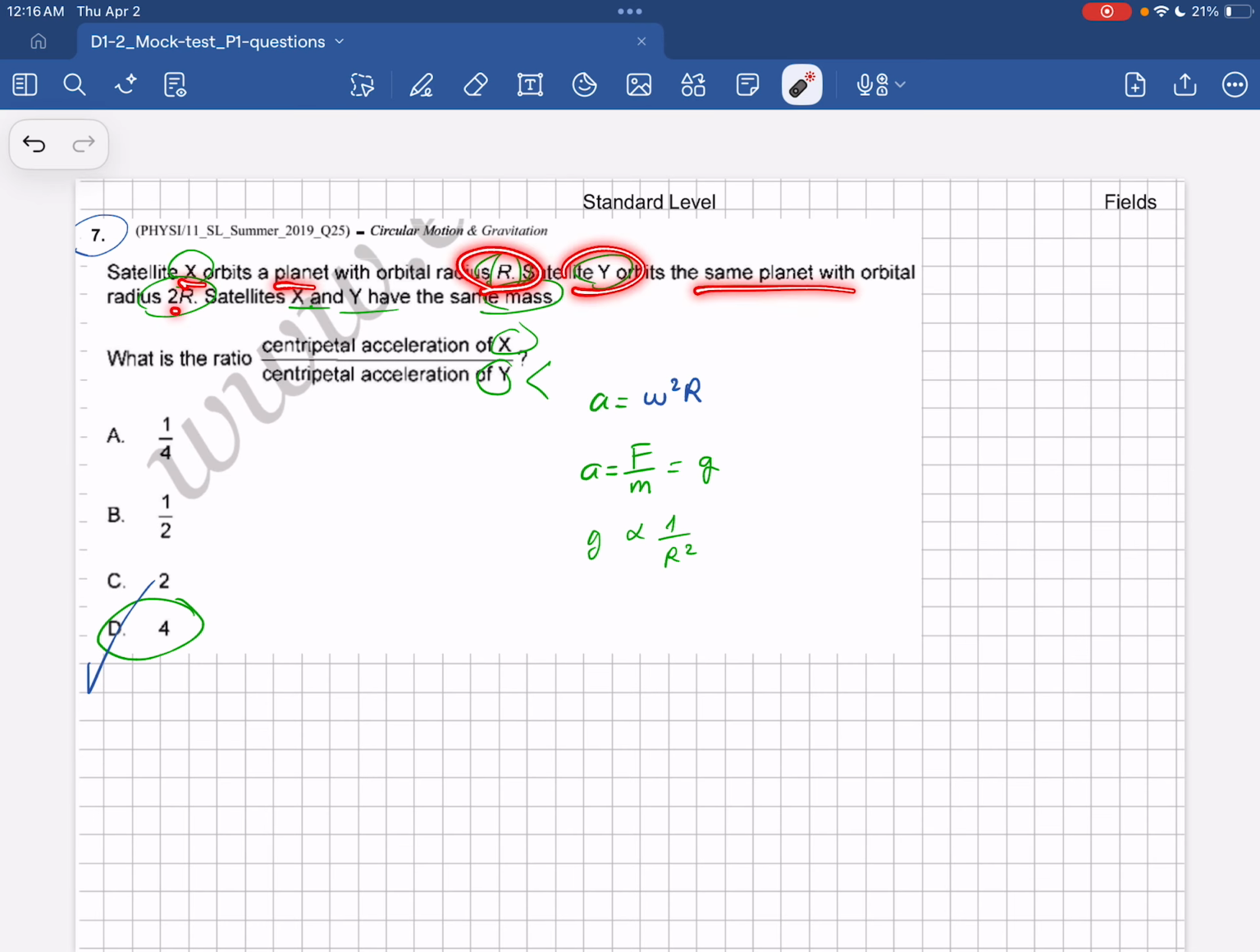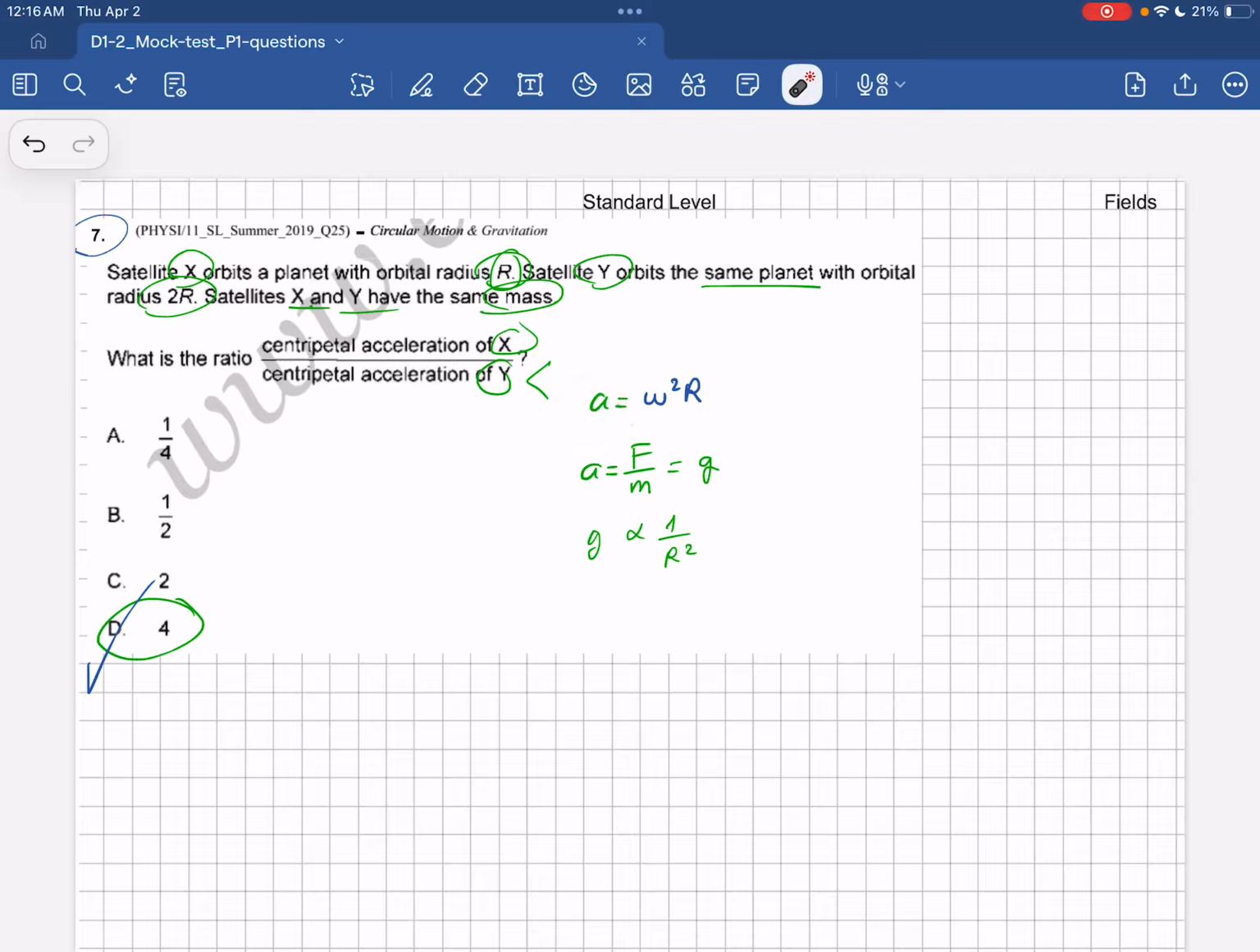This one the same. So this one is about orbiting around planets. That should have to do with the gravitational field strength, or also the gravitational acceleration. It asks for the ratio between the centripetal acceleration of X and Y. So that should be A.